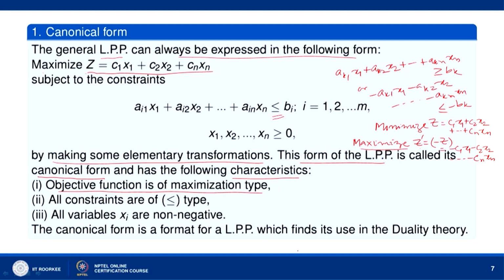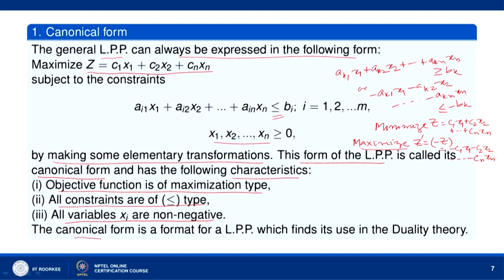If it is not of maximization type in the LPP, then we have to bring it to the form of maximization, like considering maximization of z dash equal to minus z. Now, all constraints are of less than or equal to type, all constraints must be of less than or equal to type, and all variables x i are non-negative.